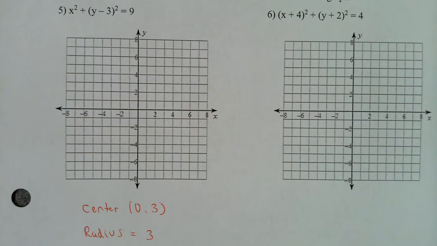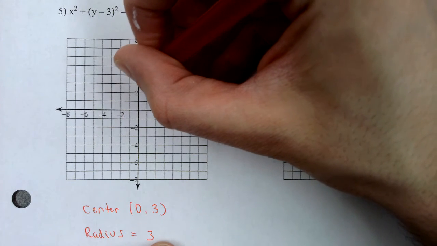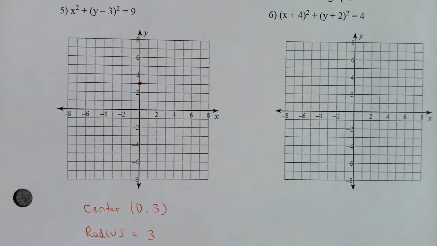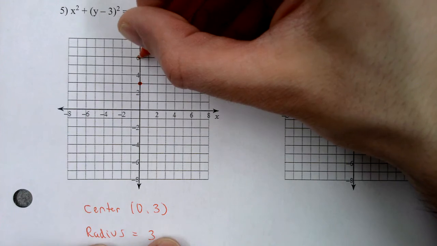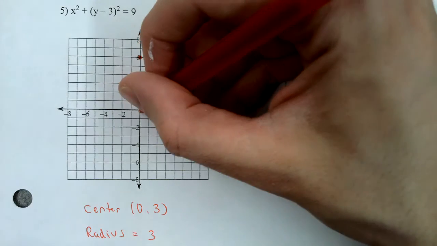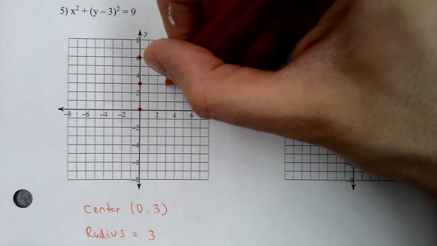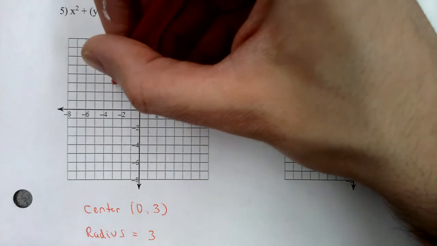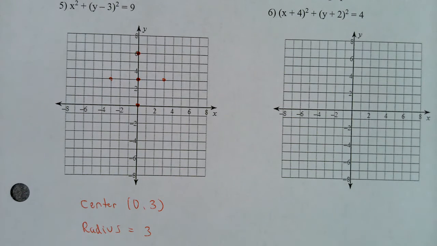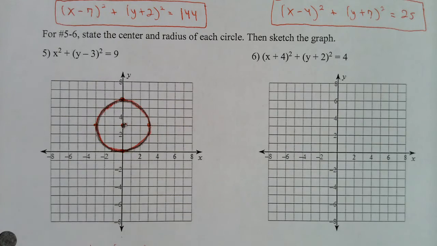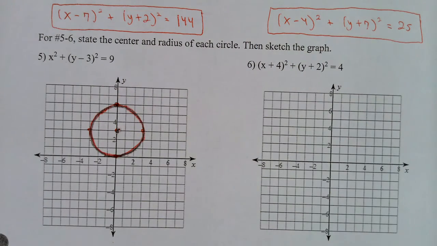So what you do is you plot the center, 0, 3. You go up 3, plot a point, because that's the radius. You go down 3 and plot a point. Go right 3 and plot a point. And you go left 3 and plot a point. And then draw your circle. I'm just going to do that right now real quick. There we go, something like that. Good circle right there.